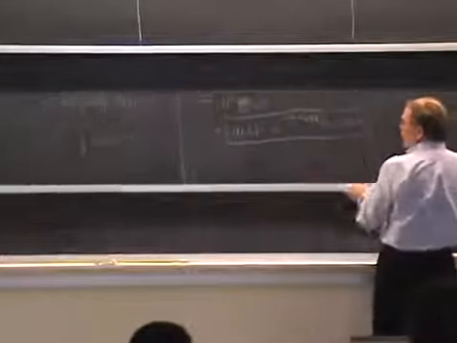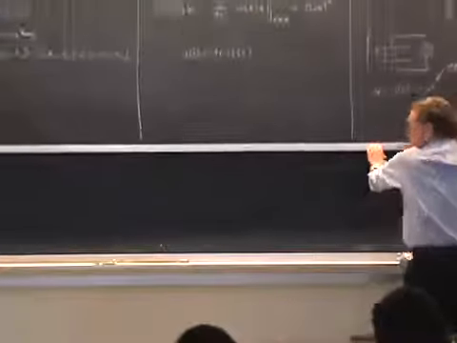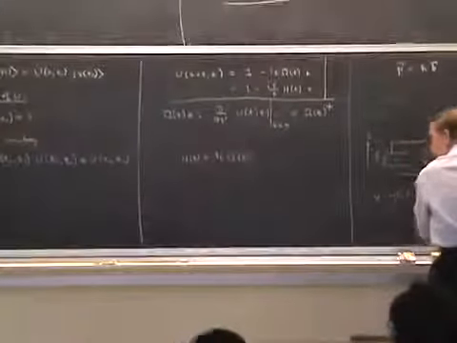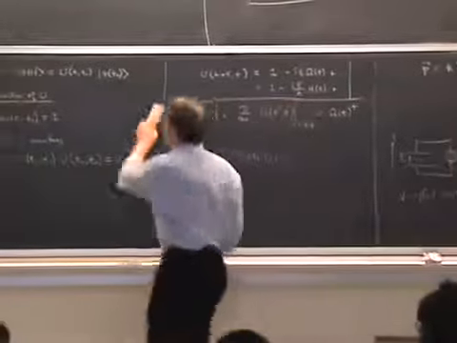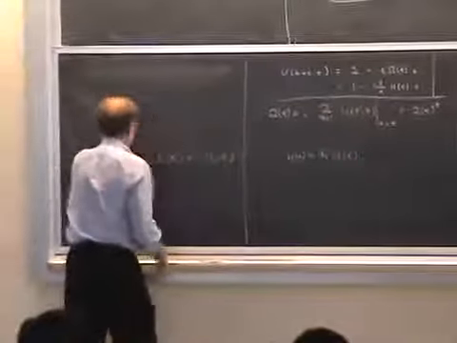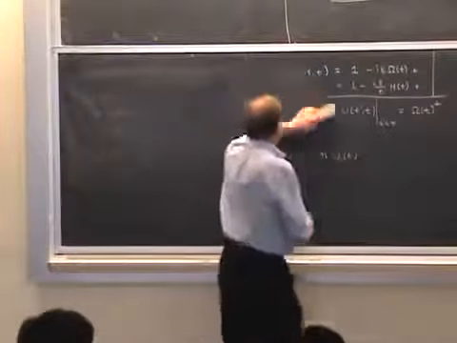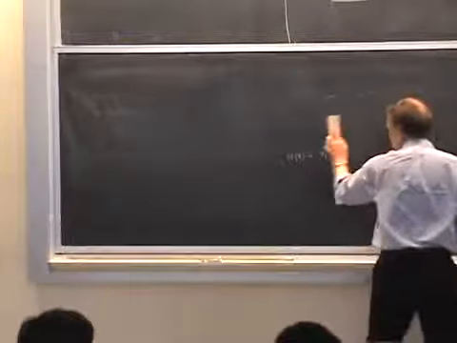Now, next I'd like to tell you about the two pictures, the Schrödinger and Heisenberg pictures. These are two different, equivalent descriptions of quantum mechanics.